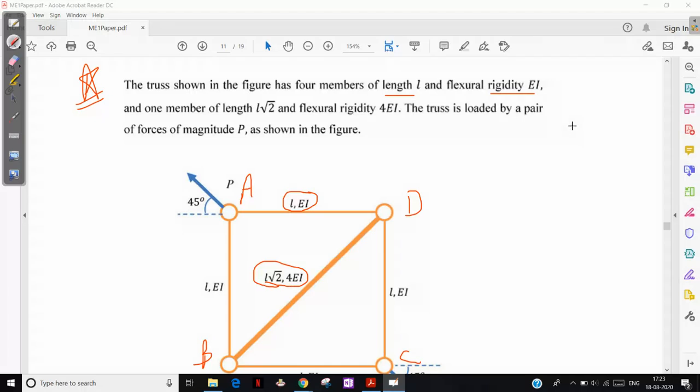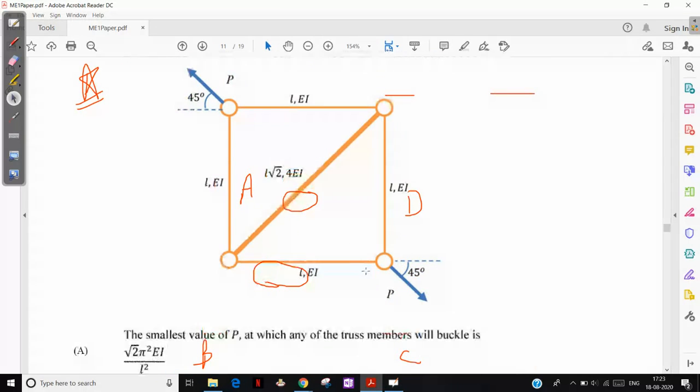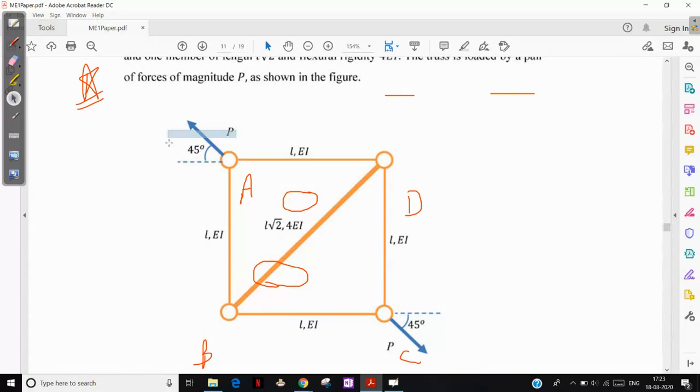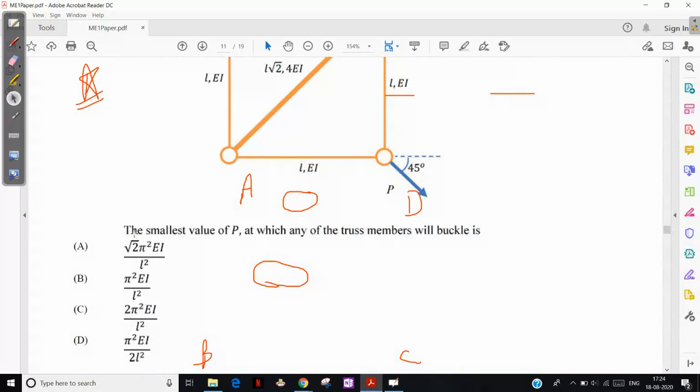The truss is loaded by a pair of forces of magnitude P. So here it is loaded by a magnitude of P. This is the P force acting at 45 degrees. Now we have to find the smallest value of P such that any truss member will buckle. So we have to find the buckling load, and it will be common for all. So we want the minimum buckling load, the smallest value of P.